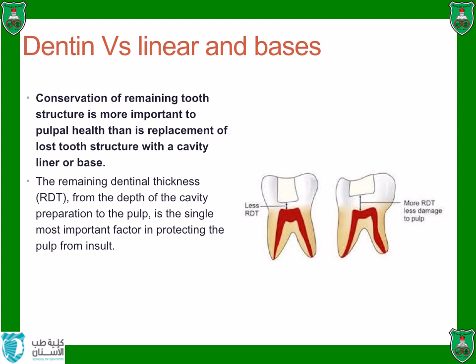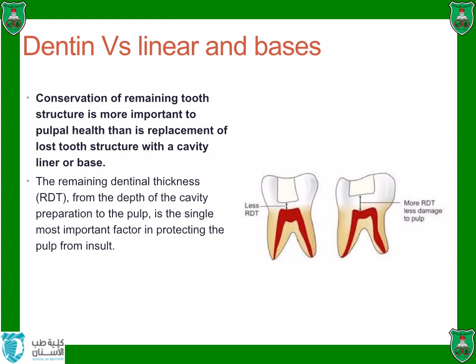Now, the single most important factor in protecting the bulb from insult is actually the remaining dentine thickness. We call it RDT, and this is the amount of dentine, or the depth of the amount of dentine remaining between the depth of the cavity and the bulb. So conservation of the remaining tooth structure is more important to bulbal health than is replacement of lost tooth structure with a cavity liner and base.